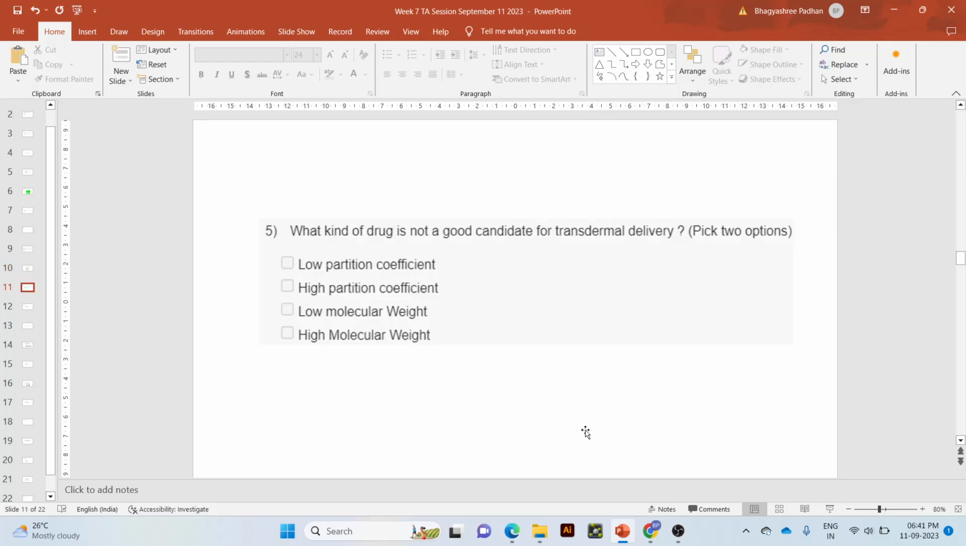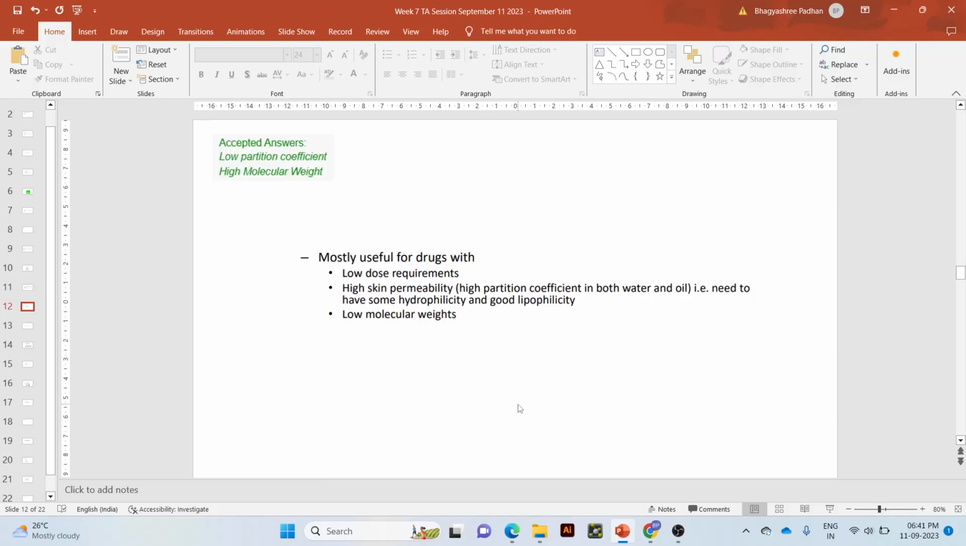Fifth question, what kind of drug is not a good candidate for transdermal delivery? A good candidate is one with a high partition coefficient and low molecular weight. So a not good candidate would be low partition coefficient and high molecular weight. Transdermal delivery is useful for low dose requirements and high skin permeability, that is high partition coefficient, and it should have low molecular weight. Only for these kinds of drugs will it be useful.